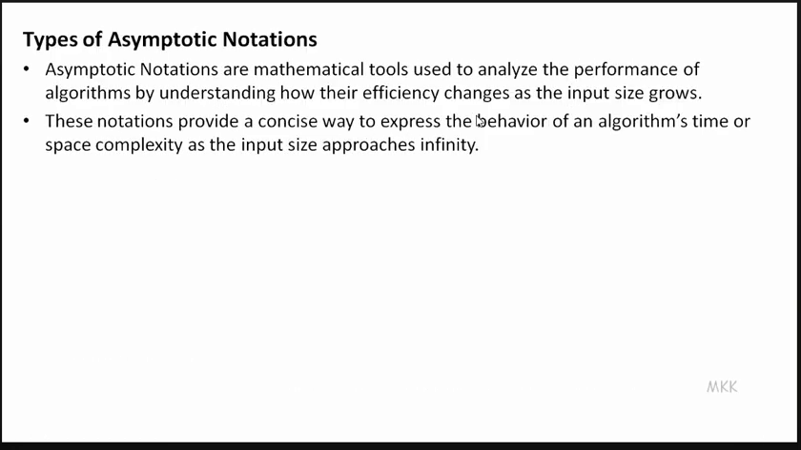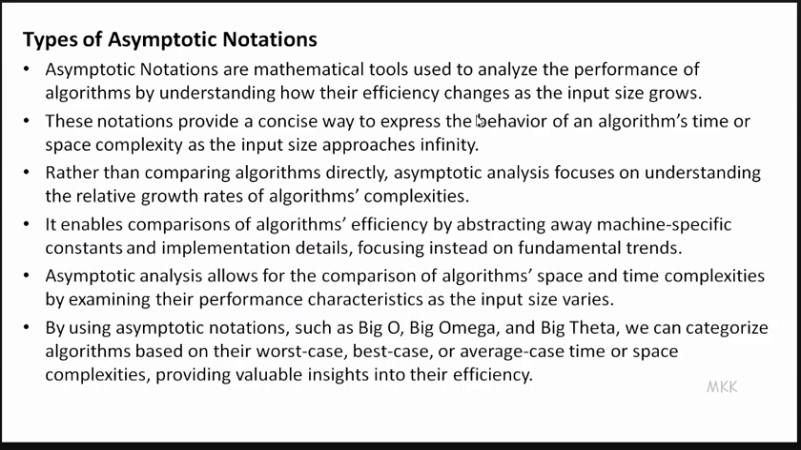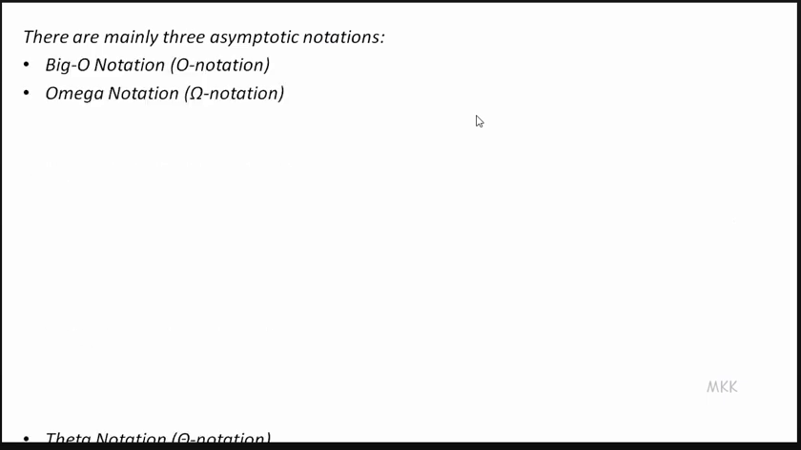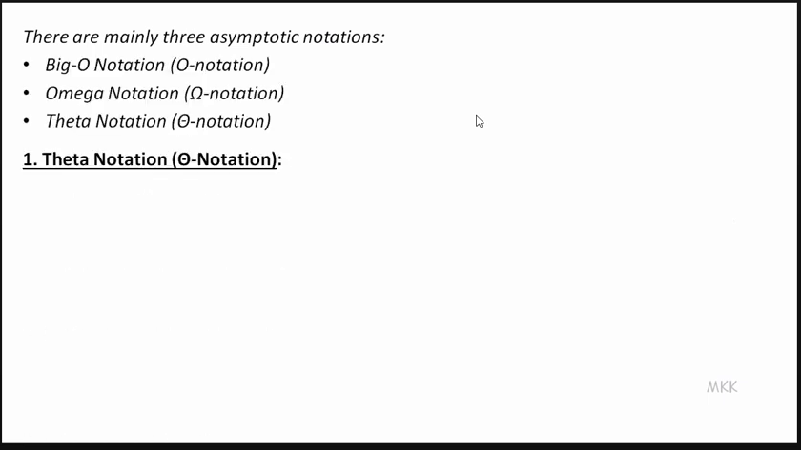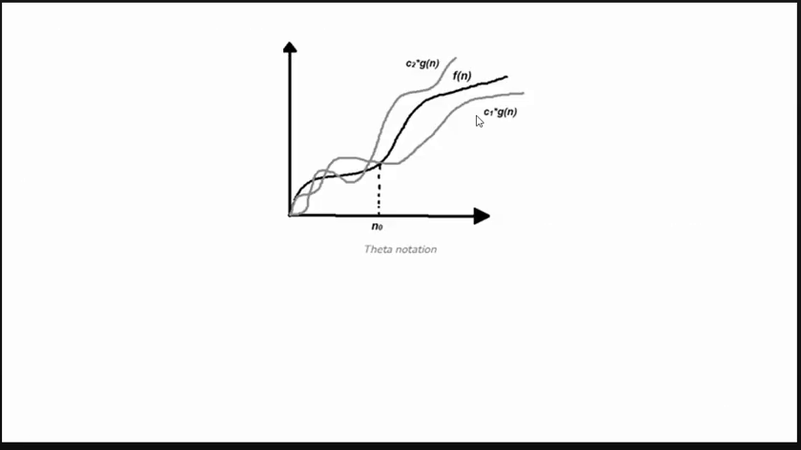Coming over here, we discussed some asymptotic notations in the last class. Also, we discussed the big O notation, omega notation, and theta notation.